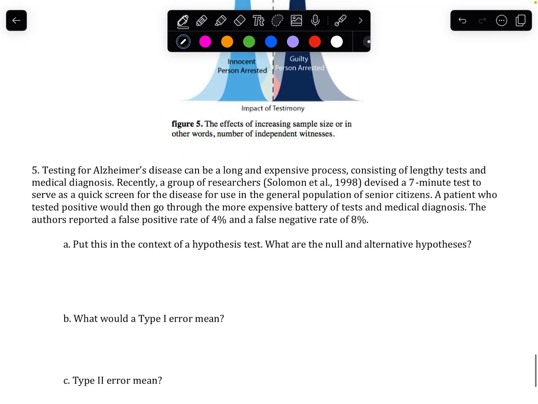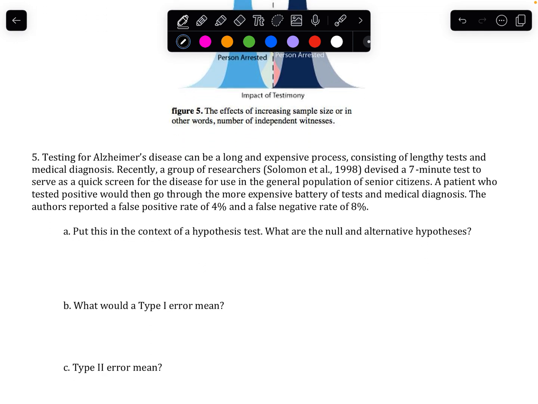Okay? Now, let's go through an example where we kind of talk about type 1 and type 2 error in context. So testing for Alzheimer's disease can be a long and expensive process consisting of lengthy tests and medical diagnosis. Recently, a group of researchers devised a 7-minute test to serve as a quick screen for the disease for use in the general population of senior citizens. A patient who tested positive would then go through the more expensive battery of tests and medical diagnosis. The authors report a false positive rate of 4% and a false negative rate of 8%. Put this in the context of a hypothesis test. What are the null and alternative hypotheses?